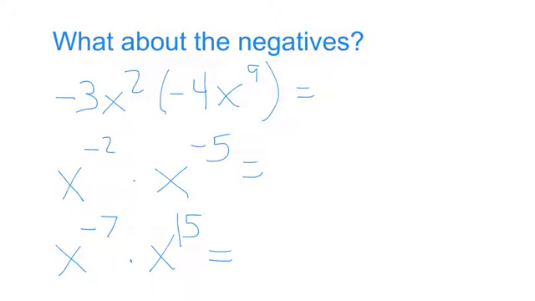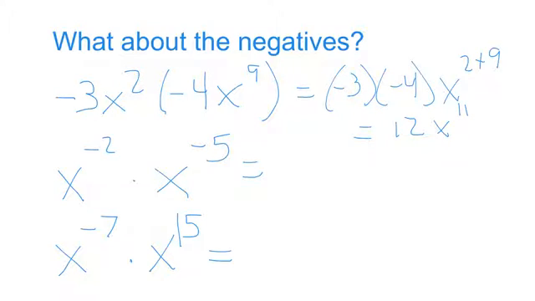Okay, what about negatives? Well, if you have negatives on the coefficients, that's still handled the same way. You're just going to be multiplying the negative 3 and the negative 4 together first. This is all multiplying, so you can use the commutative order to make this negative 3 times negative 4 times x to the 2 plus 9, adding those exponents. You end up getting positive 12x to the 11th as the final answer on that one.